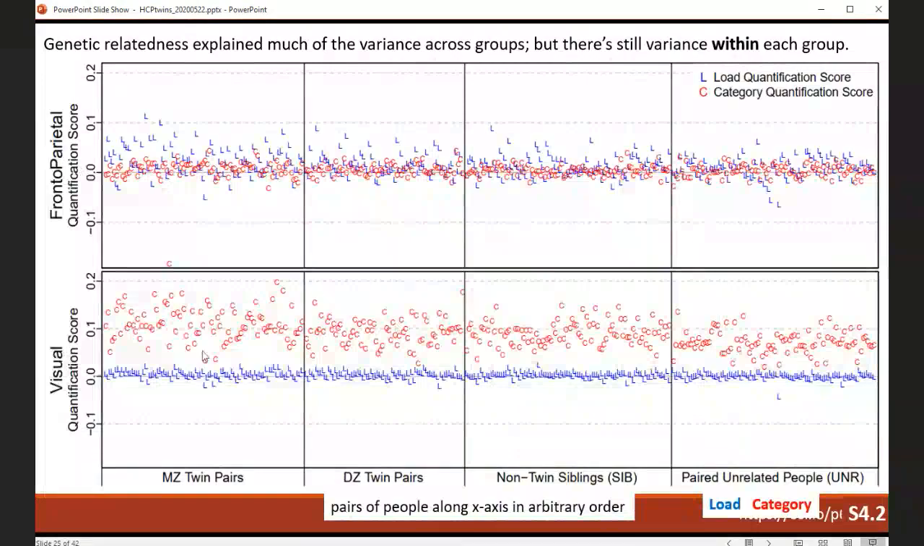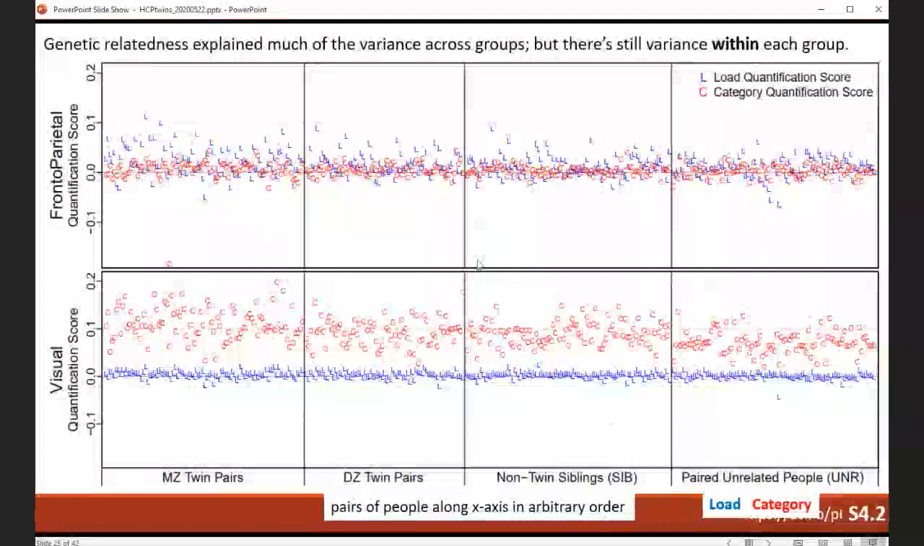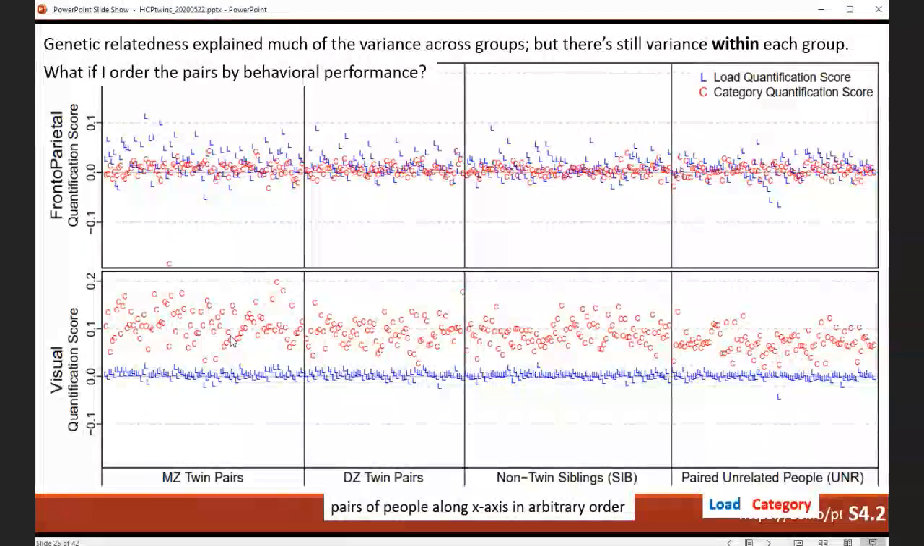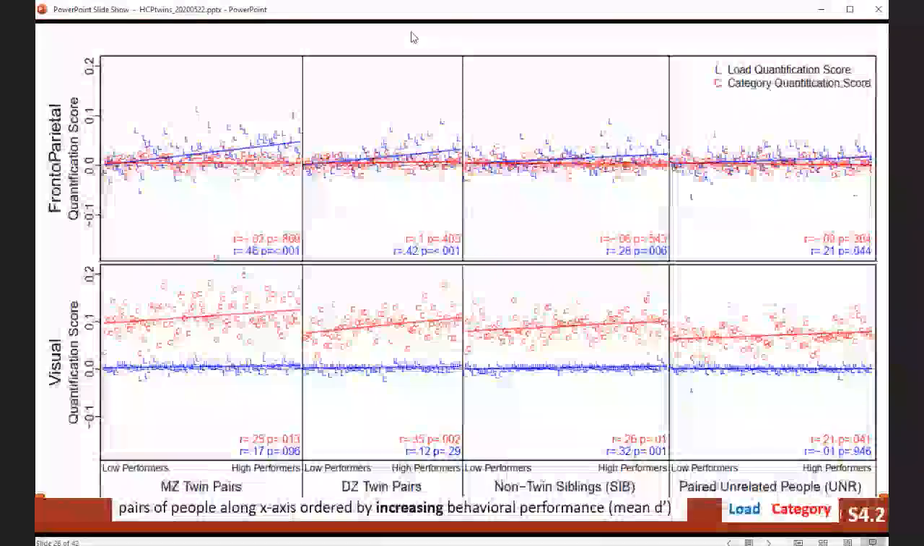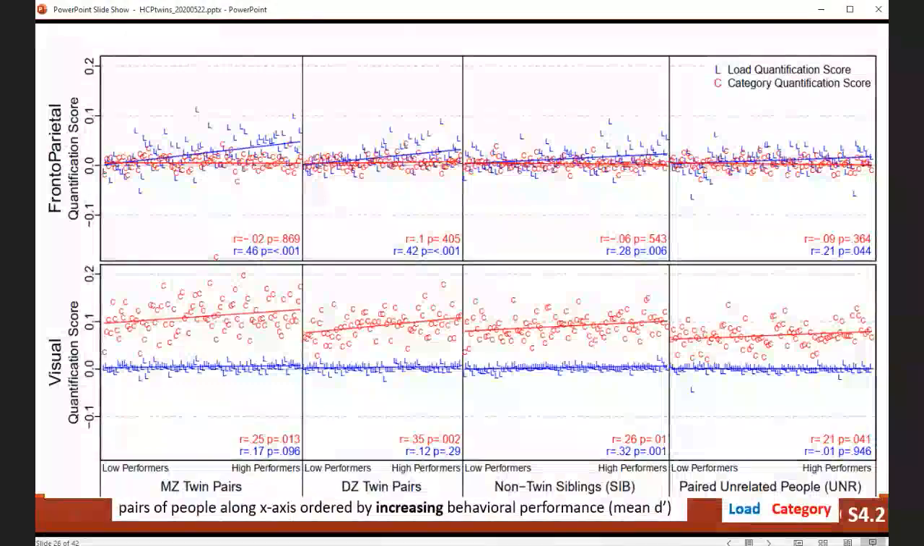Okay, so just a couple more slides. One of them is that this genetic relatedness is explaining a lot of the variance, but there's still, of course, a lot more. So one obvious thing to do is, what if I sorted my pairs by behavioral performance? And when I did that, this is what came out. And I was so excited. We were still in the lab at that point.